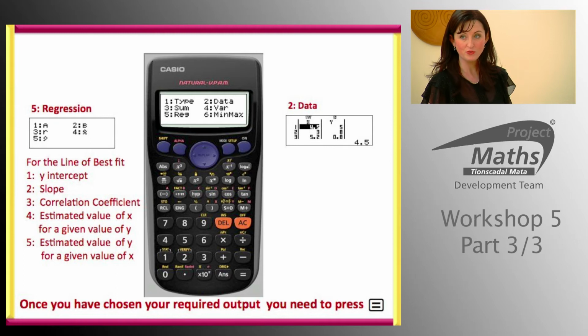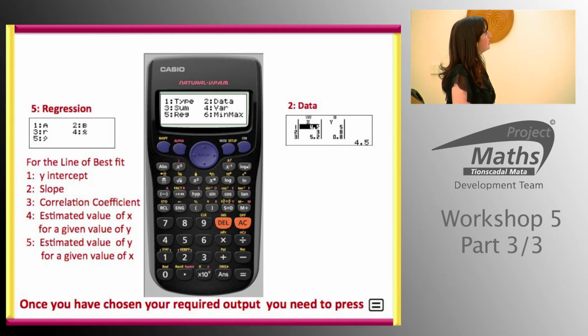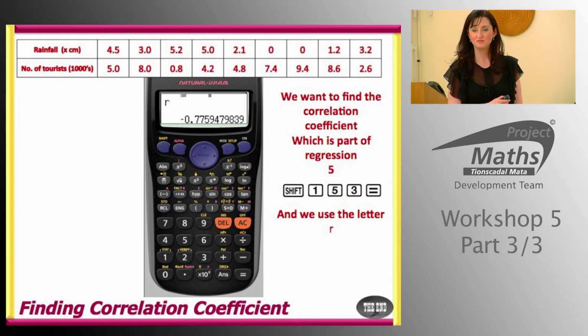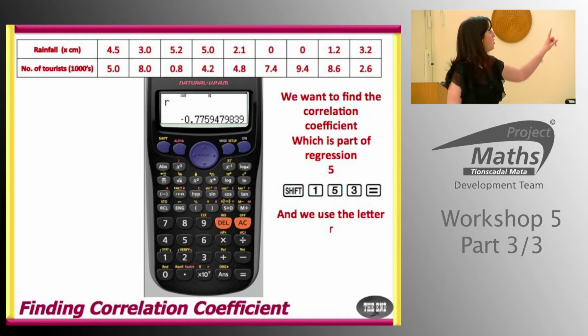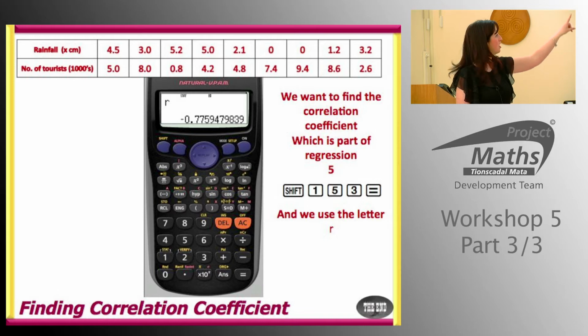Is everybody happy so far? So we'll go ahead and get our correlation coefficient. Go into linear regression, choose R equals, and it's minus 0.77. So how would we describe that in terms of positive, negative, weak, strong? Minus 0.77.